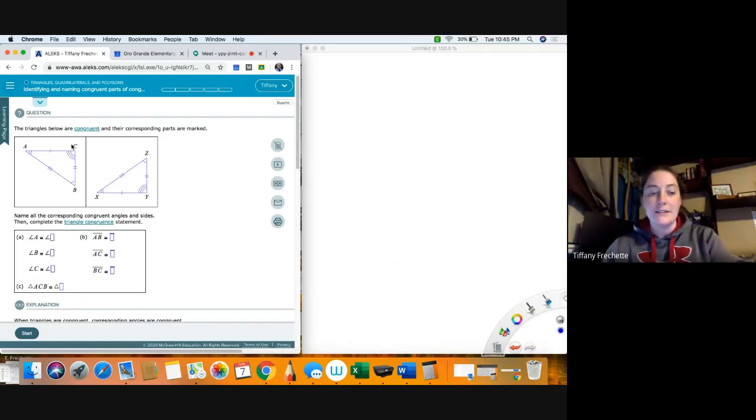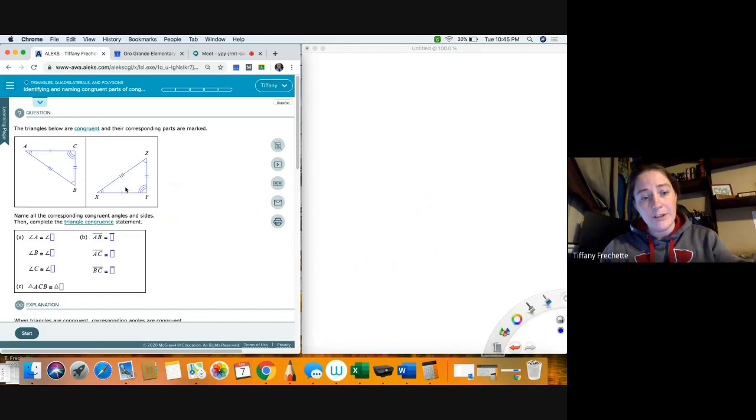Angle C has 3 arcs. So we come over here and that matches up to angle Y. So the number of arcs is how you know which angle matches. To do that with the sides, you do the same thing. So we have AB. We look at AB, which is this one here, going across. That has 3 tick marks.